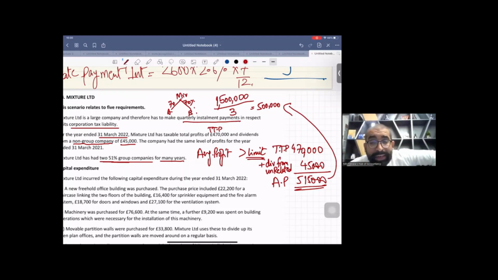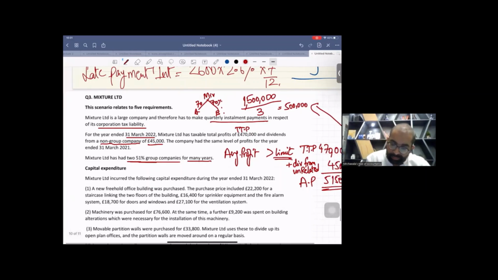But if you have really taken my classes, or if you have taken classes from anywhere, you know there is one special exemption. If this is the first year of your being a large company, that means if you were not a large company last year, then yes, you can stay away from paying through installments. But look at the story. The company had the same level of profits for the year ended 31st March 2021. That means last year the story was still the same. So that means we were also a large company last year.